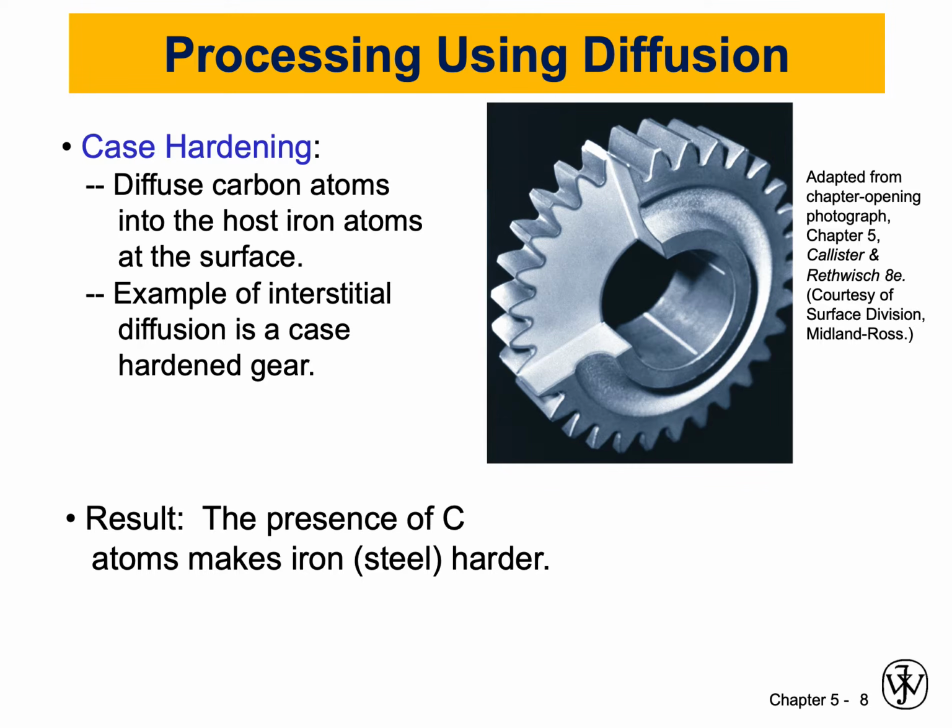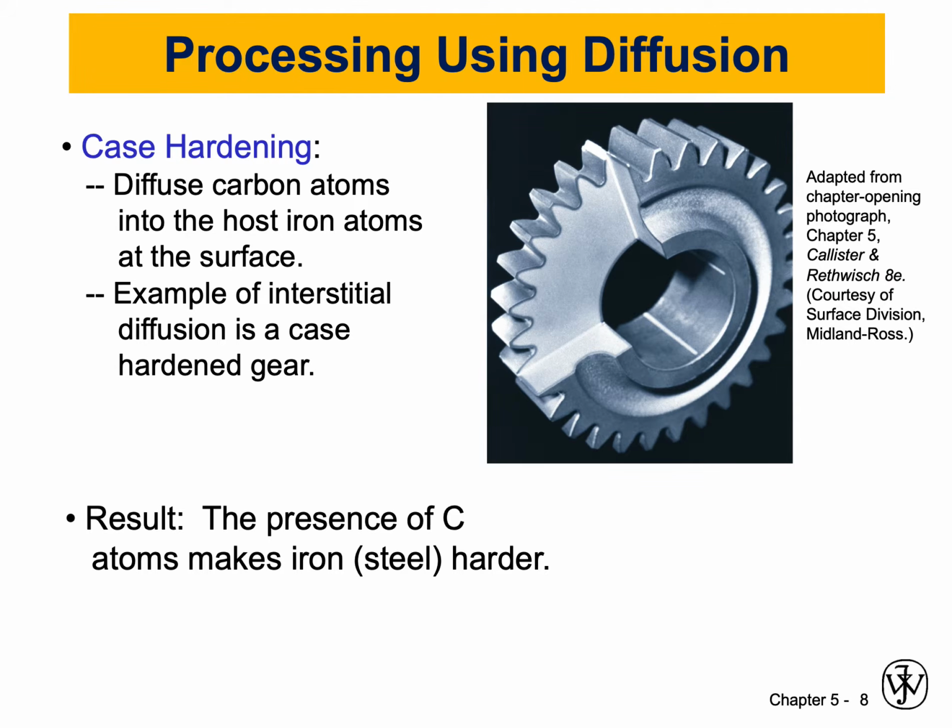So if the carbon atoms diffuse into iron, the mechanism that's going to happen is interstitial diffusion. If you look at the image on the right, this is an image of a gear. We can use carbon to harden the gear by diffusion. If we place carbon on the surface or mix it with iron, carbon atoms will diffuse interstitially. The presence of carbon will make the iron steel harder.